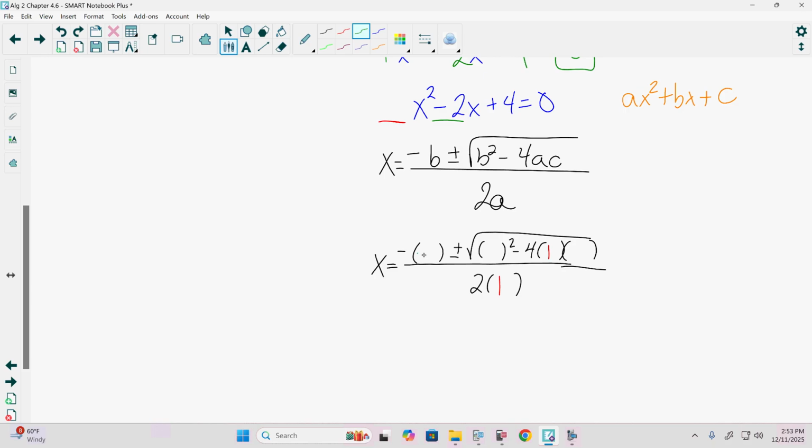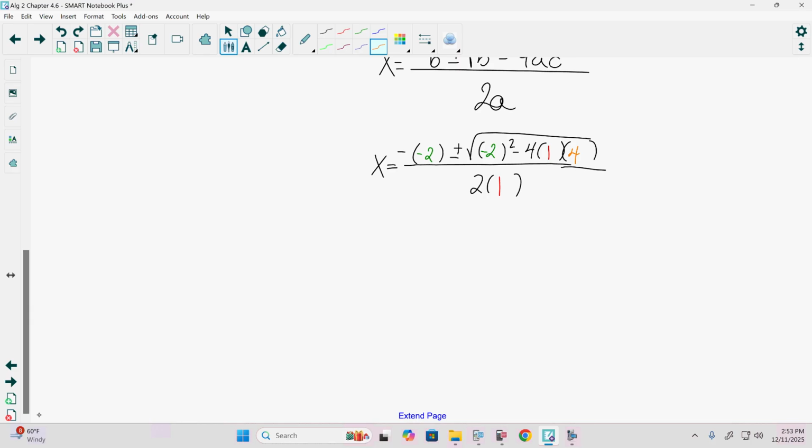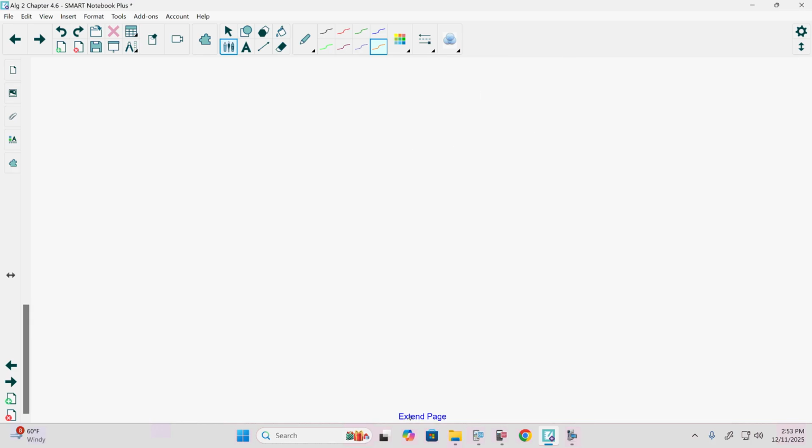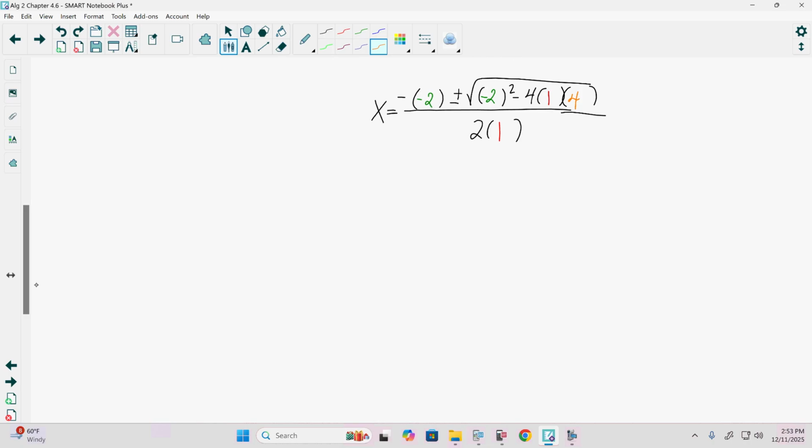B is, so we'll put it in its 2 spots. And C is 4. So we have negative negative 2 plus or minus the square root of negative 2 squared minus 4 times 1 times 4 all over 2 times 1. Now, negative negative 2 is going to become positive 2. And the denominator 2 times 1 is 2.